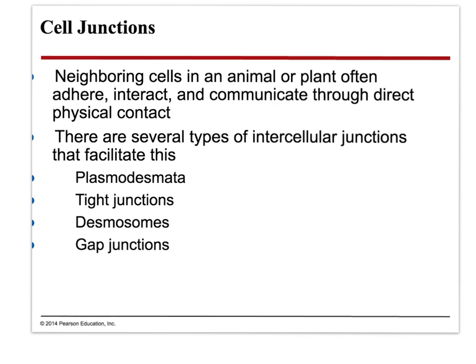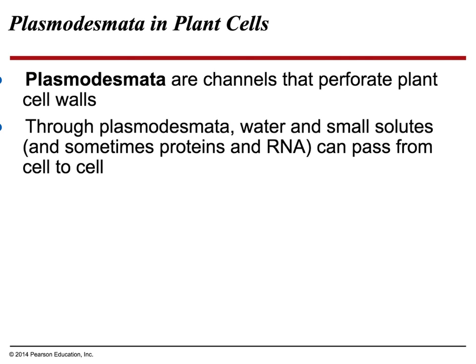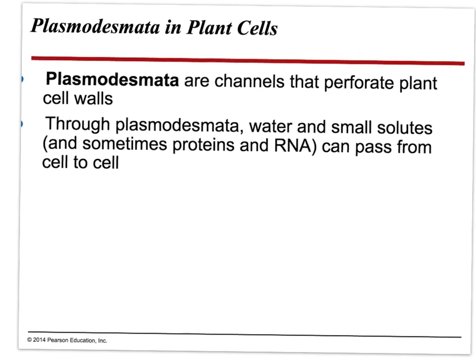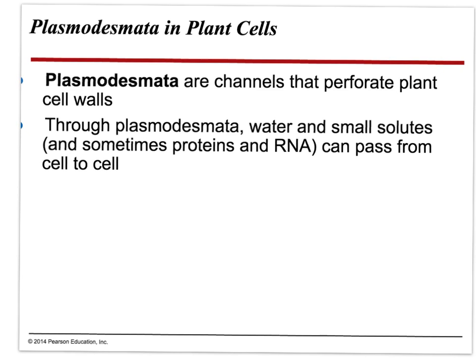So we went over plasmodesmata, right? They perforate cell walls. Water can go through. Salt, some small solutes, maybe some RNA or some protein can pass from cell to cell. It allows for communication between 2 cells that are next to one another. So they're not completely on an island, right? They're not completely separated or segregated from each other.